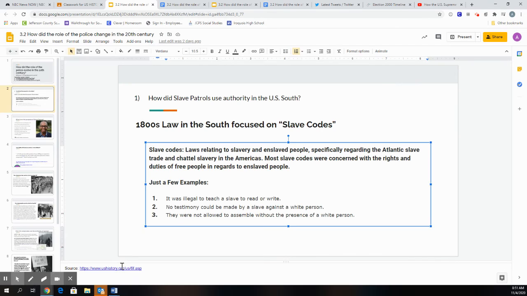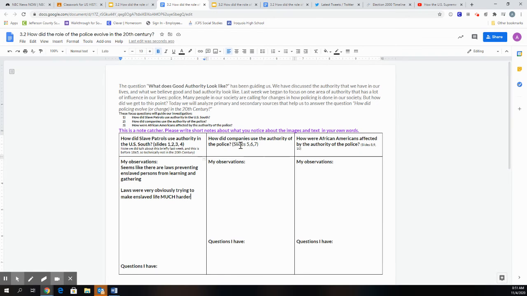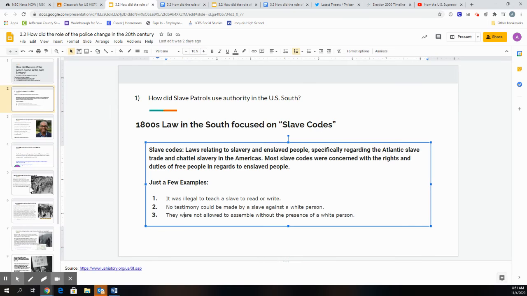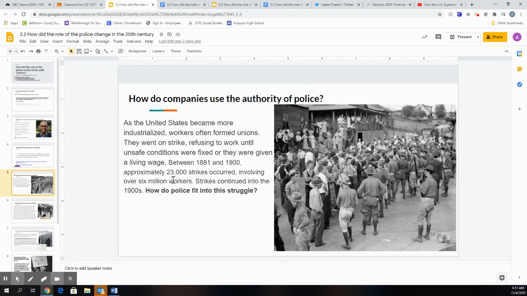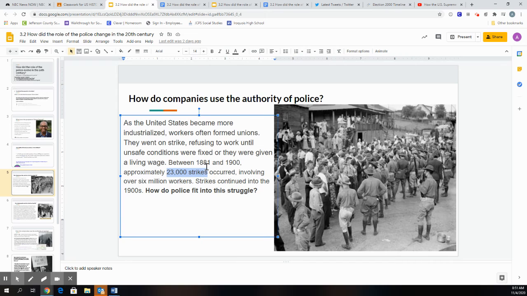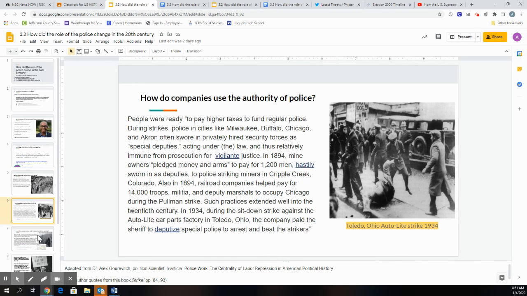And then same deal. Then this middle column, slides 5, 6, and 7. So this is about how companies, how businesses basically took advantage of the police to, for example, if there was a strike, and a strike is when the workers say, we're not going to work until you treat us better, give us more money, give us more rights. So companies would hire police forces to come in and threaten people who were on strike, and commit acts of violence. And so slides 5, 6, and 7 is all about that.